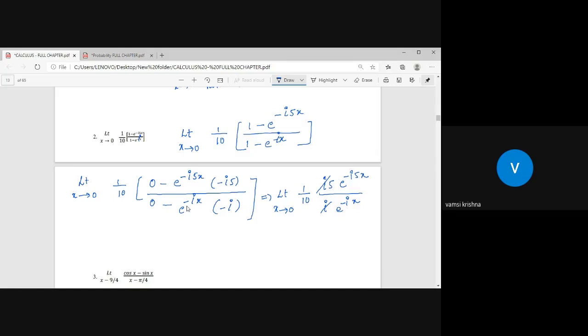In place of x, now I can substitute 0. If I substitute 0, e power 0 will be 1. Yes, 1 by 1, that will be 1. 1 by 10 into final result is 5 only here. So 1 by 10 into 5, that will be 1 by 2. Yes, answer is 1 by 2.